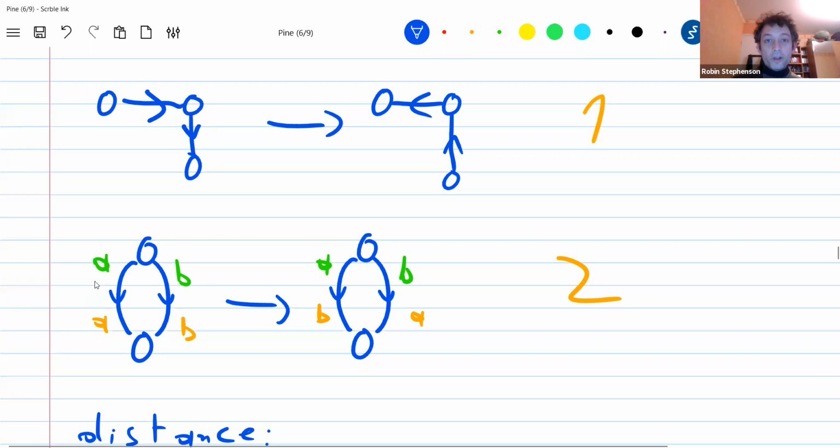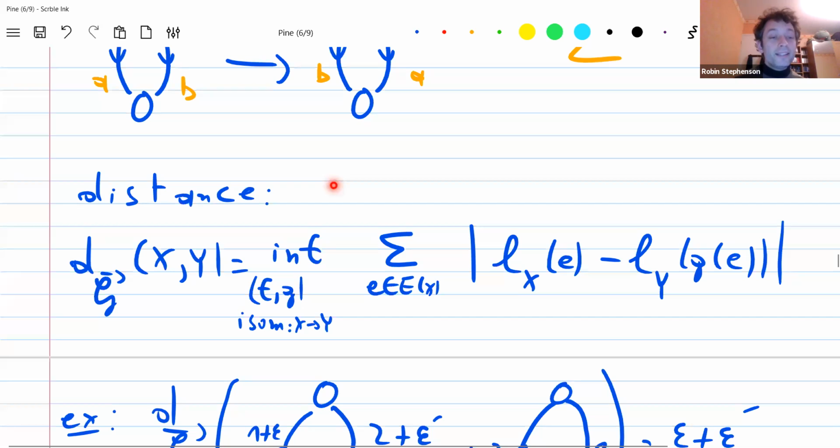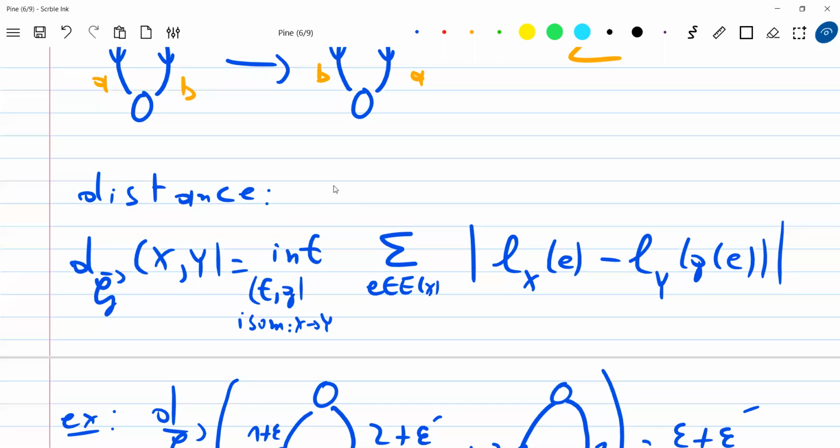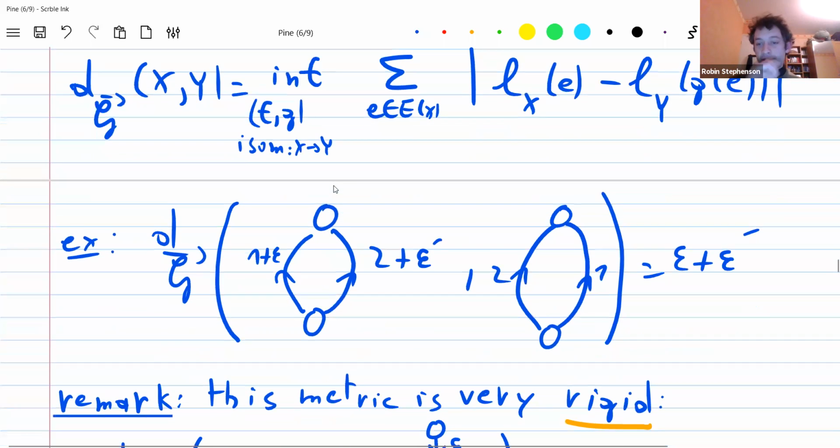Very good. And we're going to see why this is important immediately as I define the distance between two MDMs. So I take two metric directed multigraphs X and Y, and their distance will be defined this way. I look at the best isomorphism, which minimizes the sum over all edges of the length of the edge in X minus the length of its image in Y. If it sounds a little bit mysterious here, just look at this example and you'll understand everything.